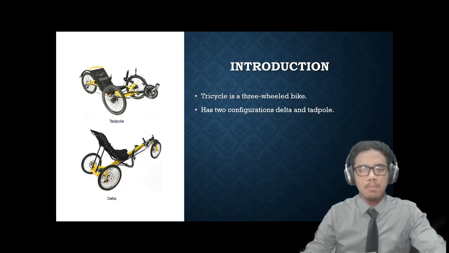Tricycle is unique because it has two different configurations. First is the tadpole and another one is the delta configuration. The tadpole configuration has two front wheels and one rear wheel. The front wheels act as steering, but there is some old tricycle that has the rear wheel as the steering. The delta configuration has one front wheel and two rear wheels.